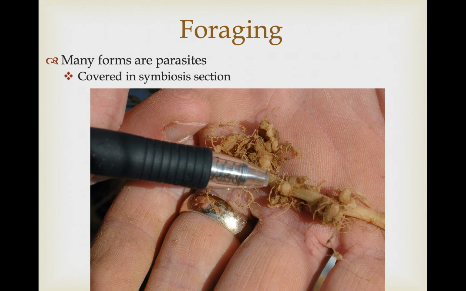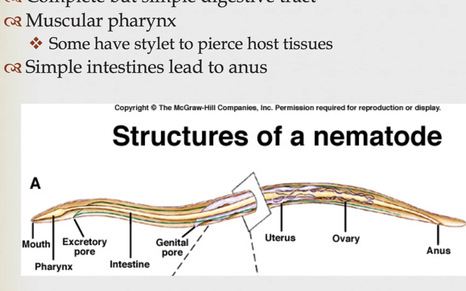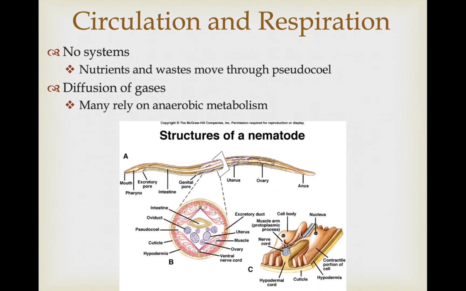This is just a picture of a very common plant parasite called the root knot nematode. They do have a complete digestive tract, but it's relatively simple with not a lot of organ specialization along the digestive system. They have a muscular pharynx. Some do have a stylet, a hard structure for piercing host tissues to help them feed. But then the muscular pharynx basically leads directly into a very simple, straight intestine, that then leads into the anus. There are no circulatory or respiratory systems. Nutrients and waste move simply through the pseudocoel.